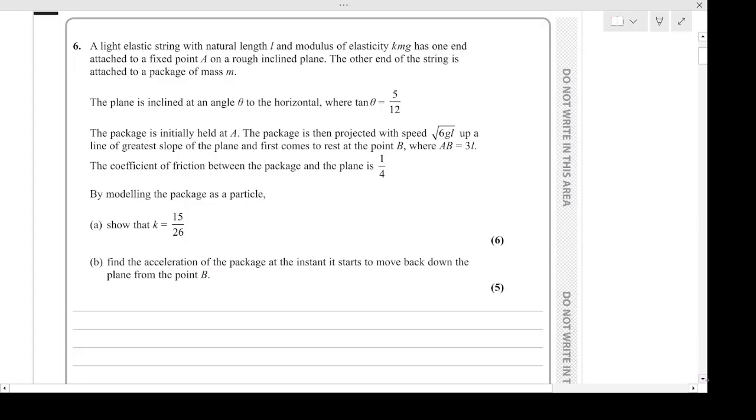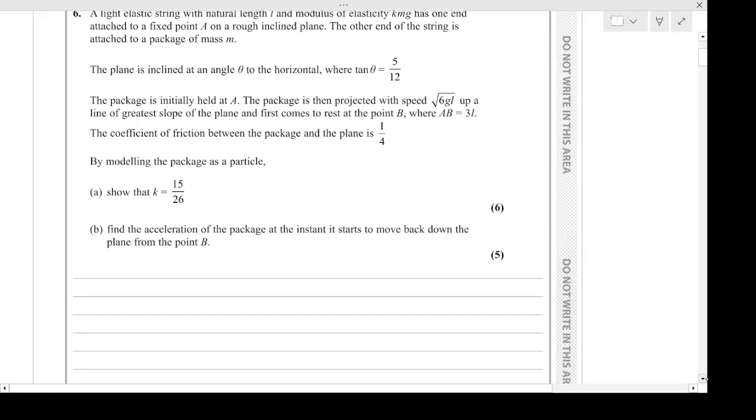And so then we have this question. We have a light elastic string, natural length L, modulus of elasticity kmg, has one end attached to a fixed point A on the rough plane. The other end is attached to a package of mass m. The plane is inclined at an angle theta, where tan theta is 5 over 12. The package is initially held at A. Package then projected with speed root 6gl up the line, and first comes to rest at point B, where AB is 3L. Coefficient of friction is 1/4. And so we need to show that k is 15/26.